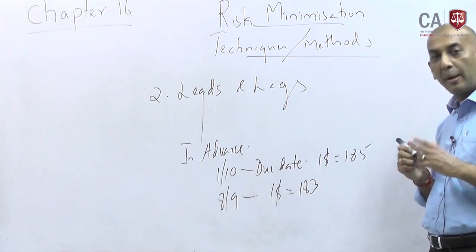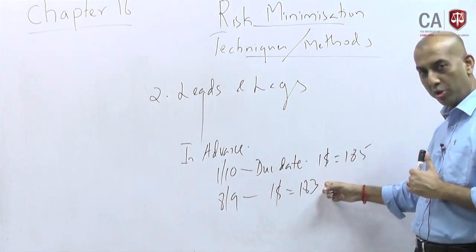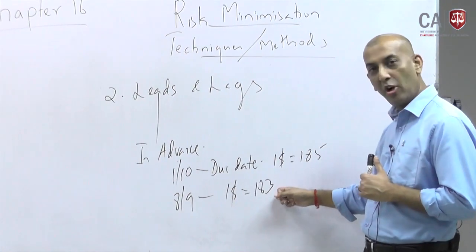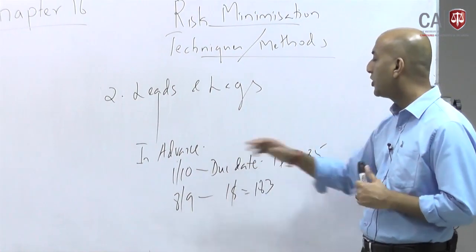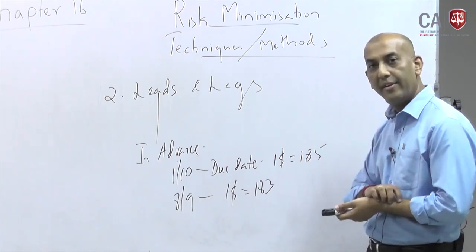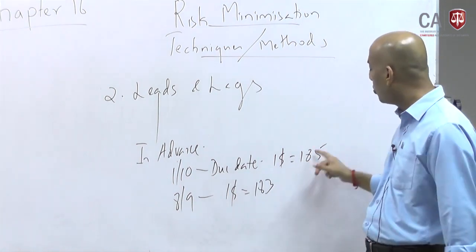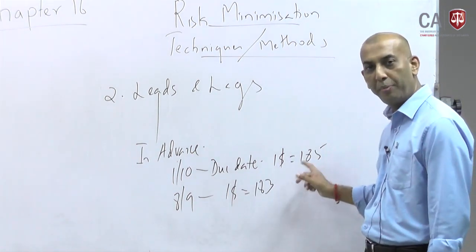So if you are going to pay your supplier, you can pay today or tomorrow morning at 183 per dollar. Or you wait till the 1st of October, that's your normal due date, and pay at 185. So if you pay on the 1st of October, you are losing 2 rupees per dollar.